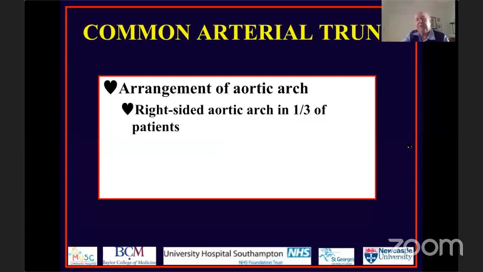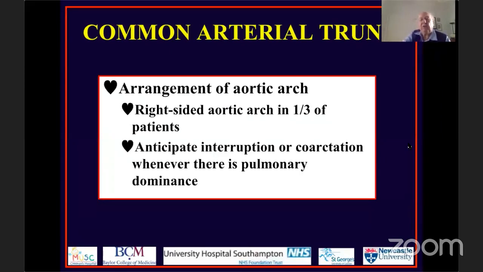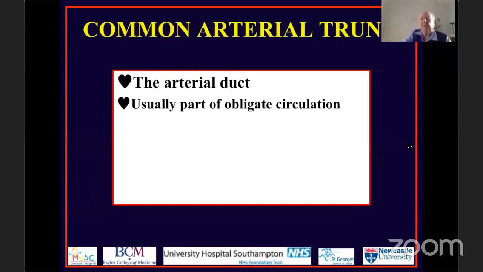I've mentioned the aortic arch. It's right-sided in about 1/3 of patients, and we should anticipate interruption or coarctation of the arch whenever there is pulmonary dominance. And that brings into play the arterial duct, because the arterial duct is part of an obligate circulation.